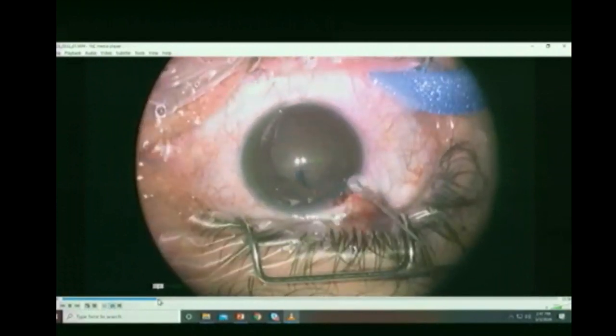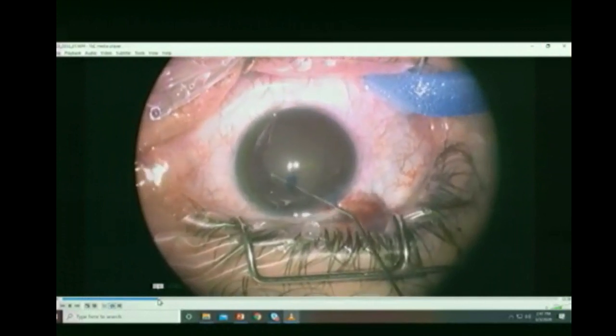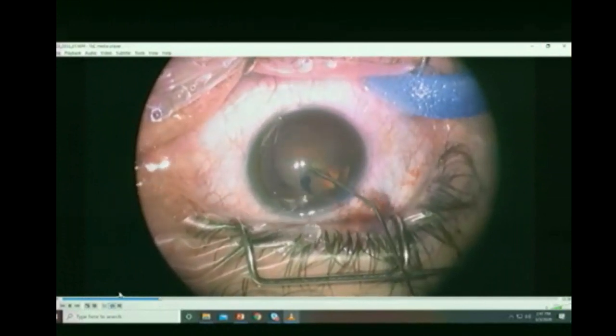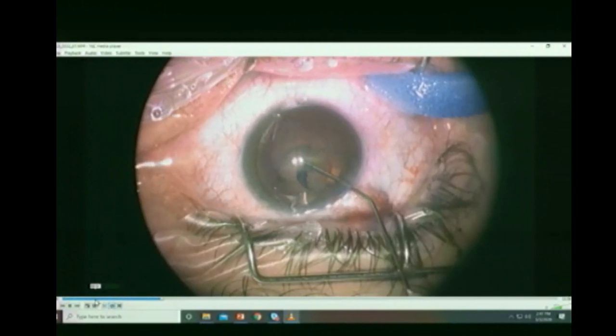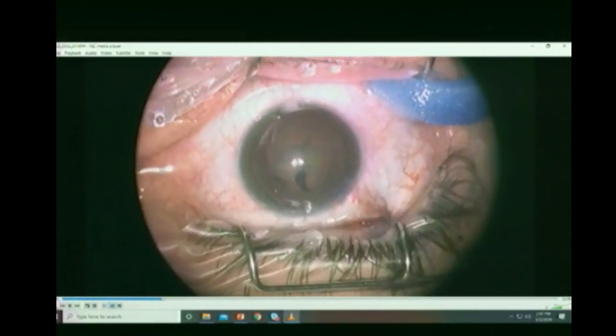Again here. Now we'll do the hydrodelineation. Now see the golden ring happen. There is a golden ring. You can see the golden ring here, which is the characteristic of hydrodelineation, which is very useful in soft cataract.